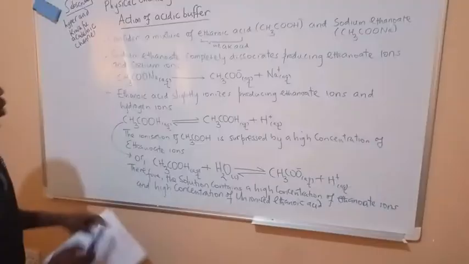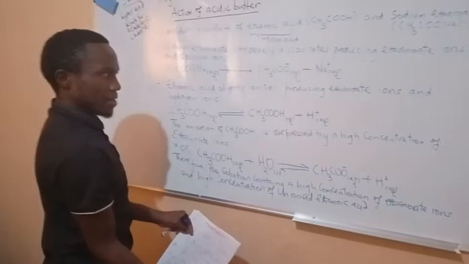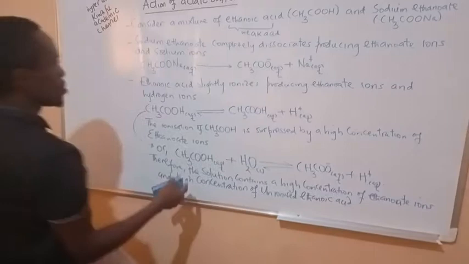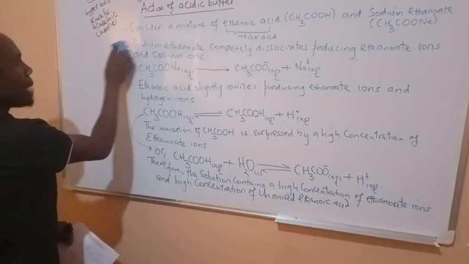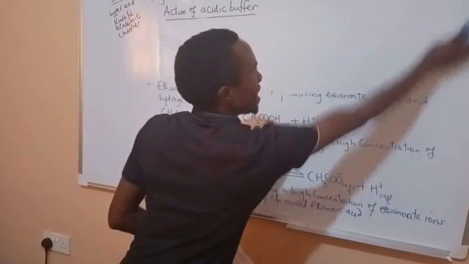So we are going to continue. Now, if you add a small amount of an acid, what happens to the pH? If you add a small amount of an alkali, what happens to the pH? Because remember, we say that a buffer solution is a solution that resists pH changes when small amounts of an acid or a base are added. So let's see, when we add small amounts of an acid and a base, what happens?